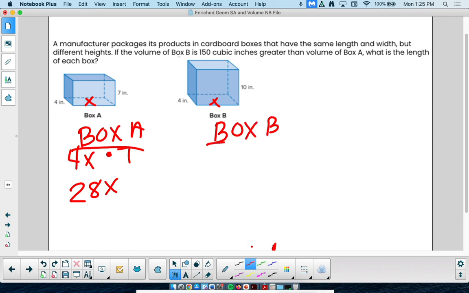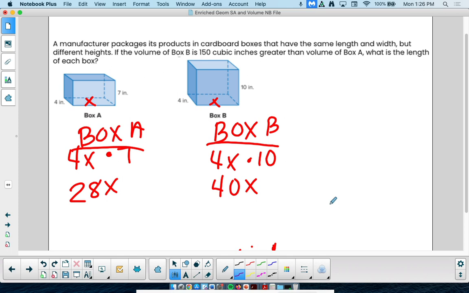Box B. What would our base area be? 4x times 10. 40x. Now it says the volume of the bigger box is 150 cubic inches greater. So how can we use that to help us find x? 40x plus 150. You're so close.